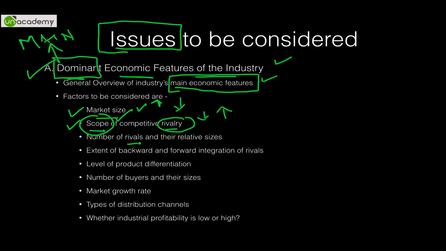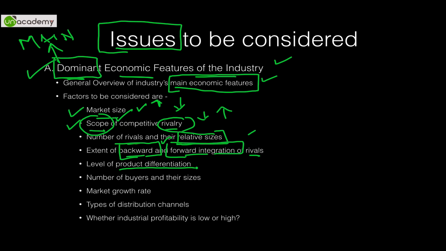Next are the number of rivals and their relative sizes. What is their share? Understanding the share of our rivals in the business. Extent of backward and forward integration of rivals. Backward integration and forward integration pertain to the logistics built in order to supply the product to the consumer by sourcing the product from the farm or from the raw material source. So, how good is their logistics? Understanding these two from the point of view of rivals.